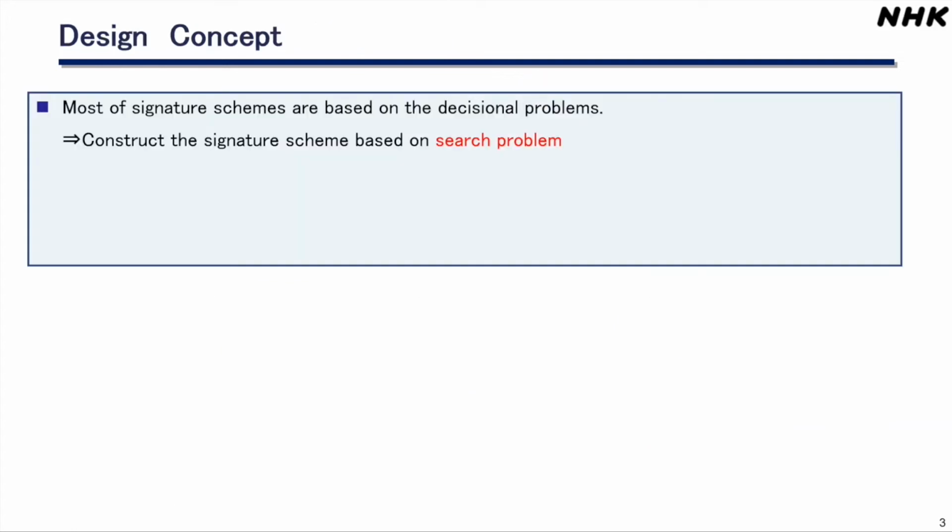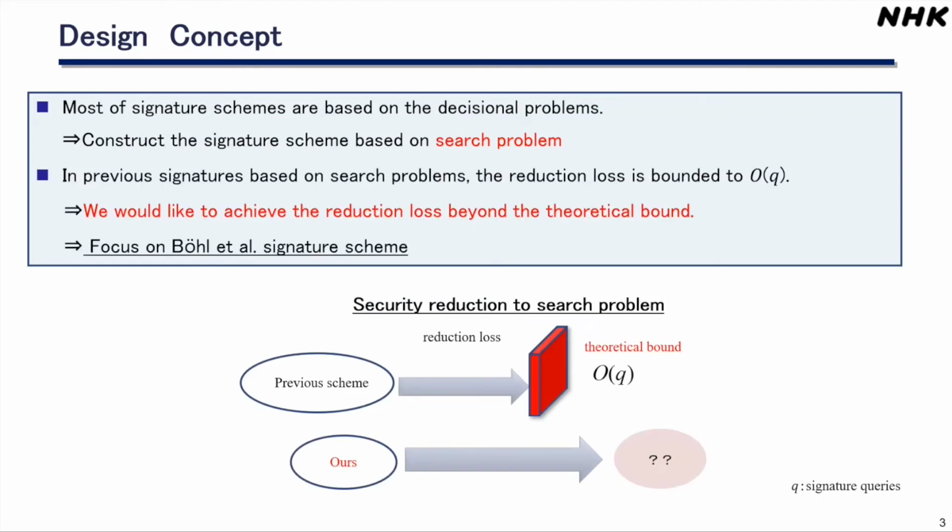Next, I will explain the design concept of our signature scheme. We construct the signature based on the more secure search type problem, rather than the decision problem. However, under some conditions, the theoretical bound of the reduction loss, of order Q, is already known for signatures based on search problems. We focus on the signature scheme of Boneh et al. to achieve a reduction loss that exceeds this theoretical bound. This is our design concept.